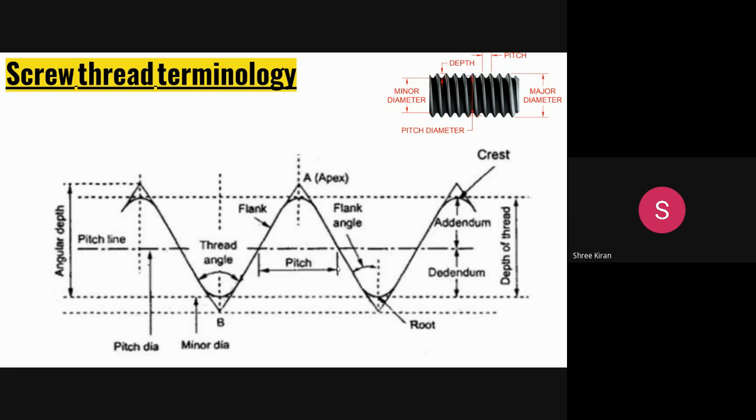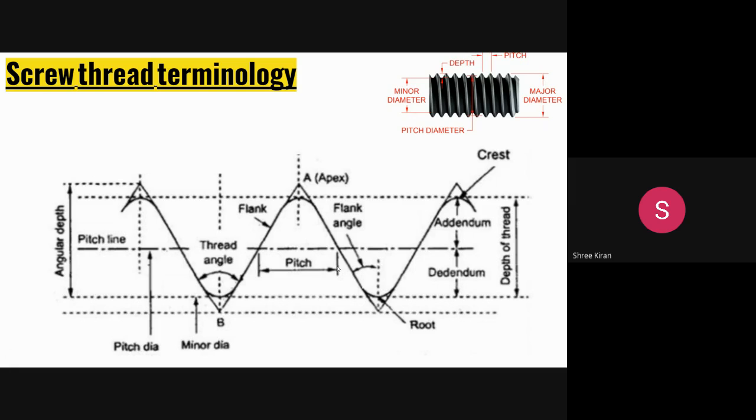Then we come to the lead. It is always defined as the axial distance which a screw thread advances in one rotation of the nut. That's what we mean by lead. In one line, lead is defined as the axial distance which a screw thread advances in one rotation of the nut. That is named as lead.